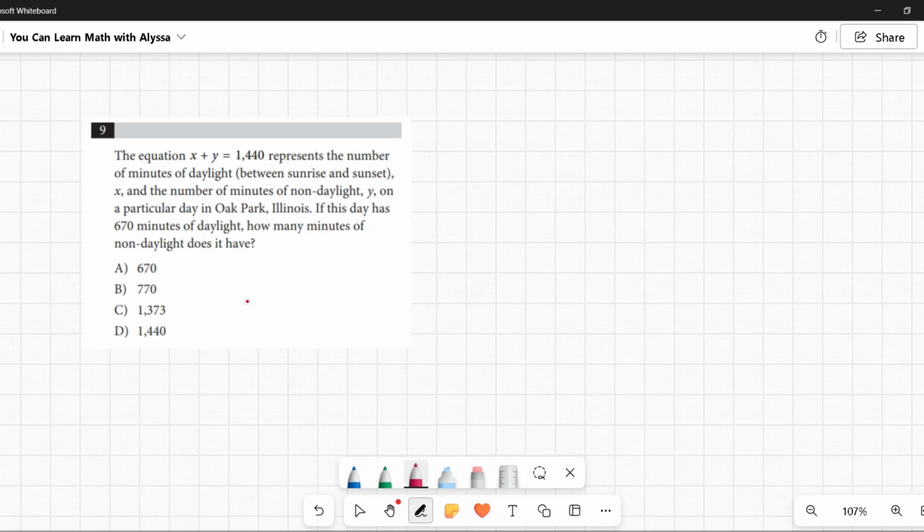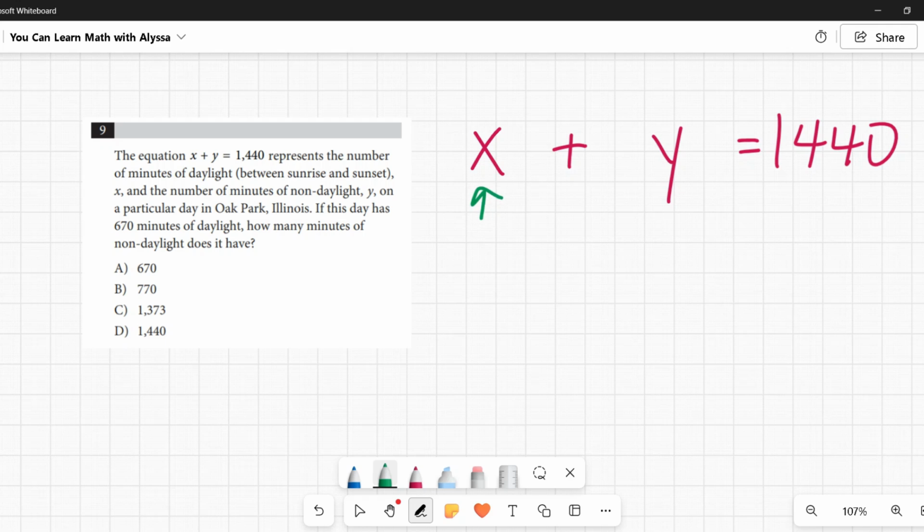Number 9, the equation x plus y equals 1,440 represents the number of minutes of daylight between sunrise and sunset. I'm going to start writing this down. So we have x plus y equals 1,440. Okay, so x is minutes of daylight. And the number of minutes of non-daylight, y. So y is non-daylight.